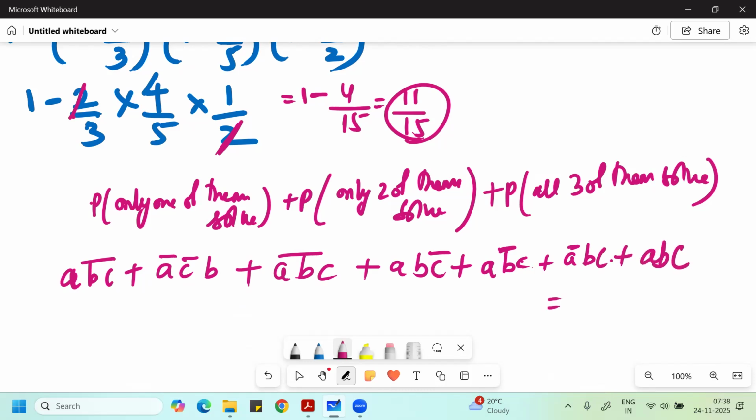Instead of doing it like this, you can do one minus none of them solve. It will give you all the possible cases in which the problem will be solved.